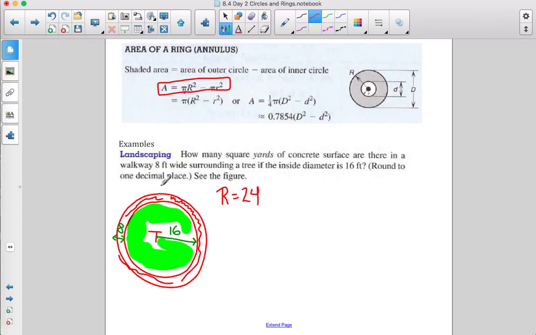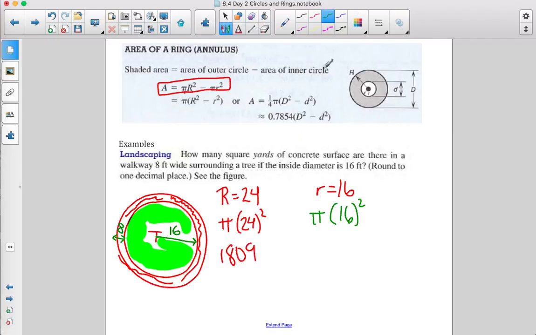So the area of this big circle right here is going to be pi times 24 squared. The area of the inside part, which I've shaded in green, could be the grass, is going to be using a radius of 16 because it's 16 feet from the center of the tree to the inner edge of the sidewalk. So the area of the green part, the green grass, is going to be pi times 16 squared. So the area of the outer is pi times 24 squared, and pi times 24 squared is about 1809.